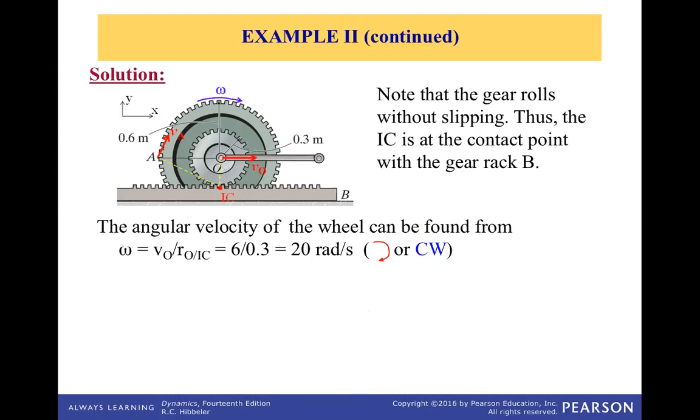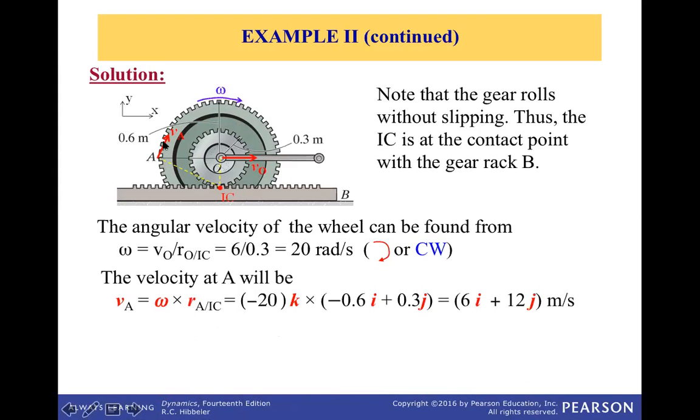So first, the solution tells you the omega can be determined by doing VO divided by R from O to IC. So that's the radius of the smaller gear. So 6 divided by 0.3 gives you 20 radians per second as the angular velocity of the whole gear set with respect to IC. Now we can use that multiplied by this length, the R from A to IC, to figure out this VA.